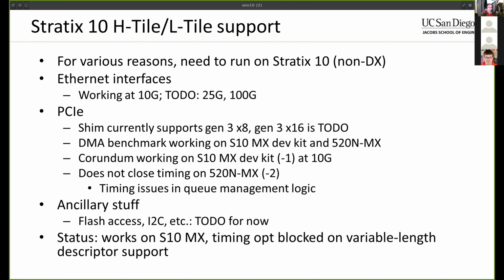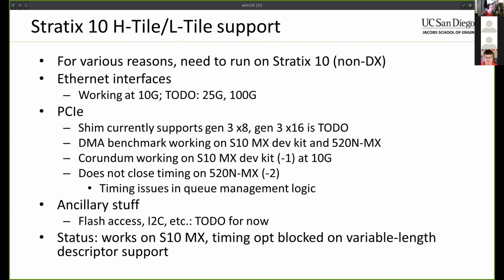But unfortunately, it does not close timing on the 520N MX board, and the reason for that is the parts are different speed grades. We're running into a bunch of issues with the queue management logic. I think the TNS was about minus 100 nanoseconds or so, which is not great, but the worst failure was about 200 picoseconds, 0.2 nanoseconds. So lots of little paths all over the place are failing. We need to do some optimization from a timing perspective to make it work.